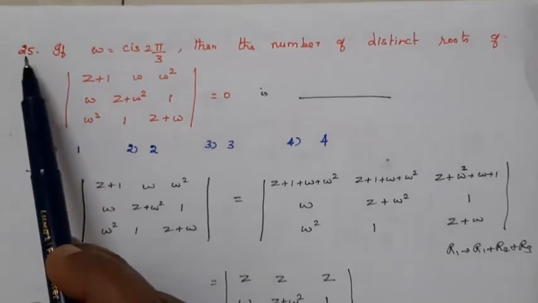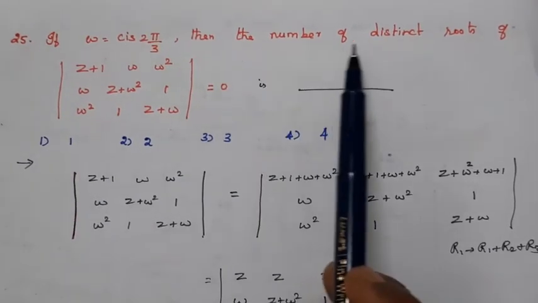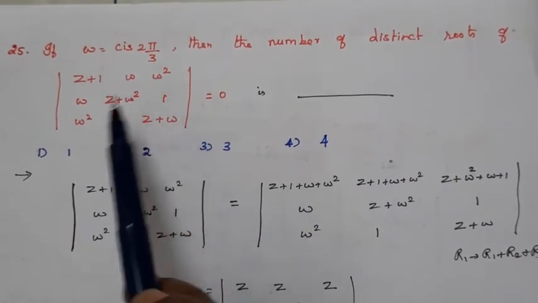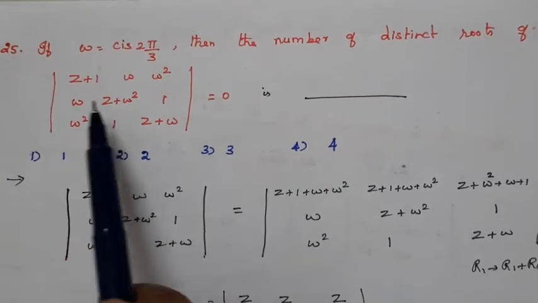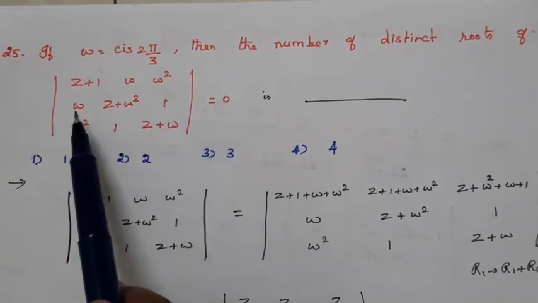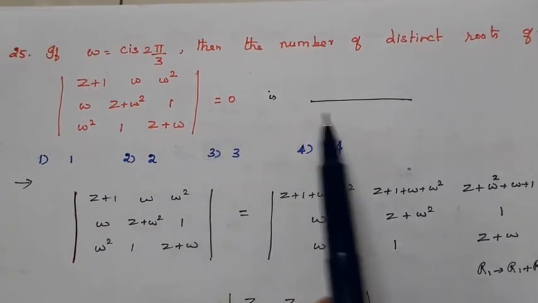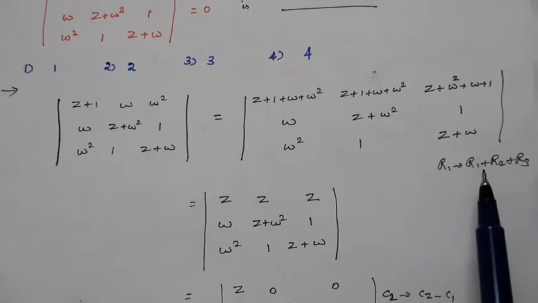Question number 25, the last one. If omega equal to cis 2 pi by 3, then the number of distinct roots of the determinant |z+1, omega squared, omega; omega, z+omega squared, 1; omega squared, 1, z+omega| equal to 0 is dash, and the options are 1, 2, 3 and 4.